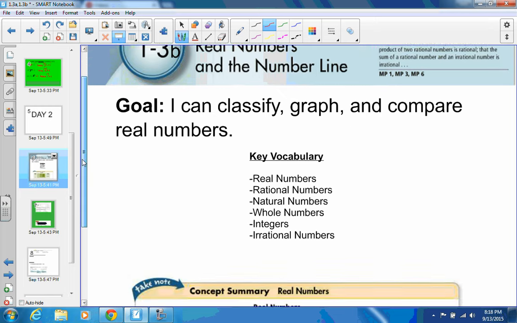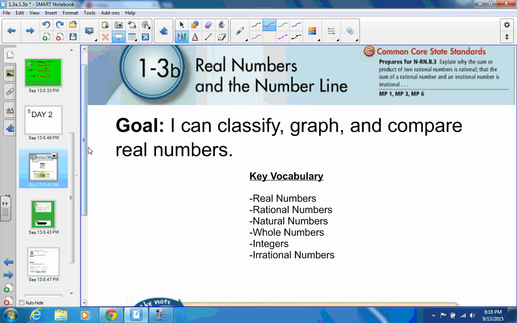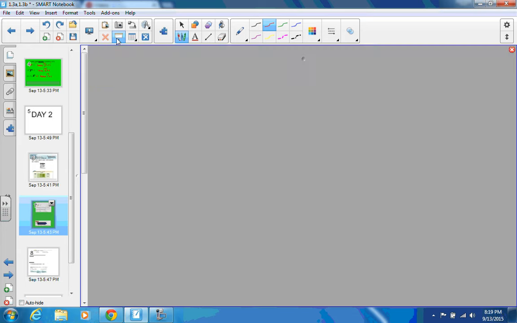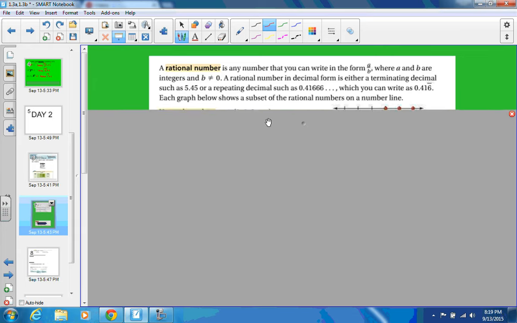I do have a few key vocabulary right there, all the different types of numbers that we're going to classify: real numbers, rational numbers, natural numbers, whole numbers, integers, and irrational numbers. So you'll get used to what is what and how we can classify numbers with those. The first thing I want to introduce to you is the types of numbers and their definitions.